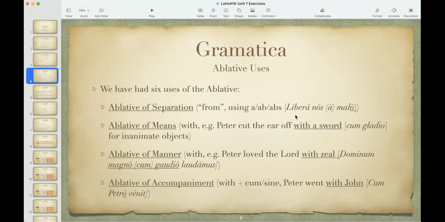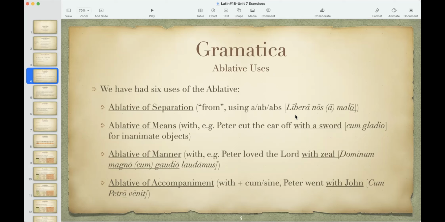An example of where it was is in the Our Father, Libera nos a malo. But you could say libera nos malo, but I think libera nos a malo kind of flows a little better. So I suspect that's why it's in there. We had the ablative of means, with. For example, Peter cut off the ear, or cut the ear off with a sword, cum gladio, or just gladio, really, for inanimate objects.